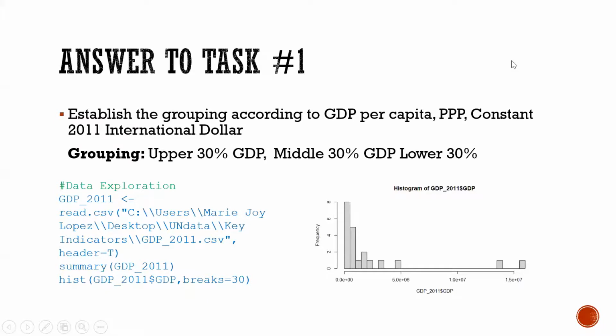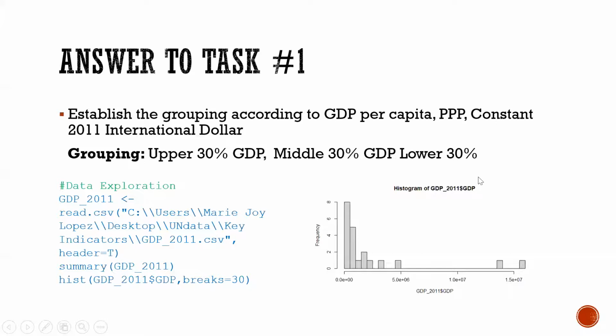So the first step that I did together with my colleague, Sir Jared Mendoza, who is also here in the workshop, is to establish the grouping according to the GDP per capita PPP constant 2011 international dollar, since the random forest methodology is a supervised learning method. So we need to assign first the classes for each of the countries.